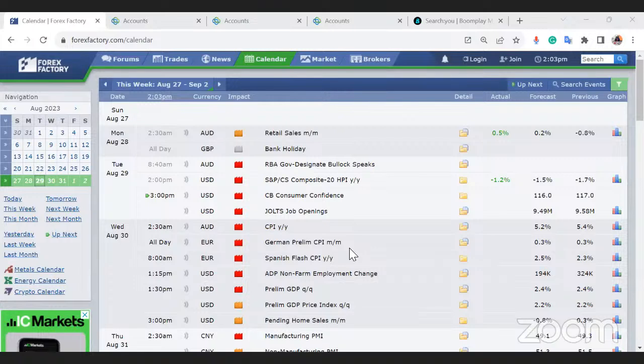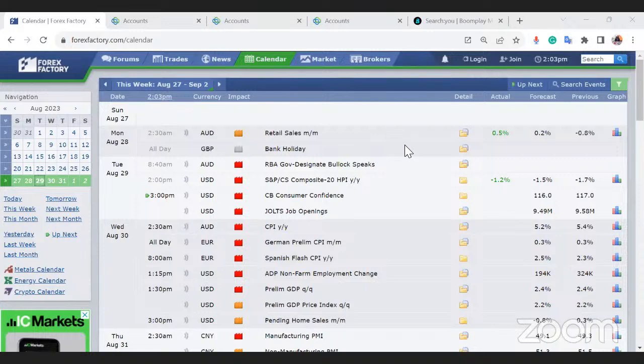All right. And another thing I must say, look at the one I'm talking about. This is the composite 20 HPI yearly data. It is a high impact news, but the volatility is not that much. The volatility of this particular news is not that much. Now let's go to the next one.